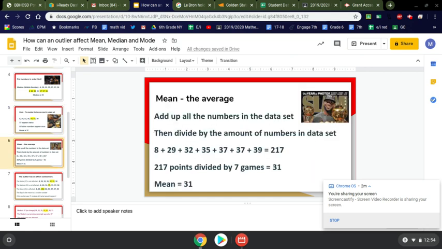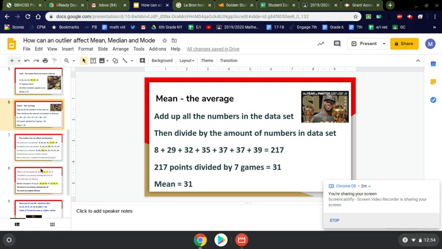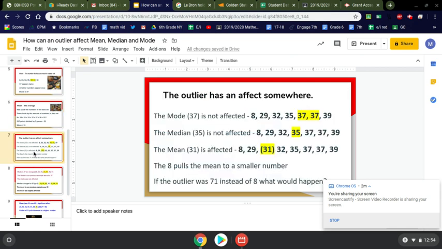Now to find the mean, we know that we have to divide up the total that we get when we add up all our numbers in the data set. So our mean would be 31. So we add up all the numbers, divide by 7, and we get 31 as our average or our mean. Let's take a look at how the mean gets affected. In review, the mode is not affected. It stayed at 37. The median was not affected. It stayed at 35. The mean, however, would be affected by a low-scoring LeBron James.